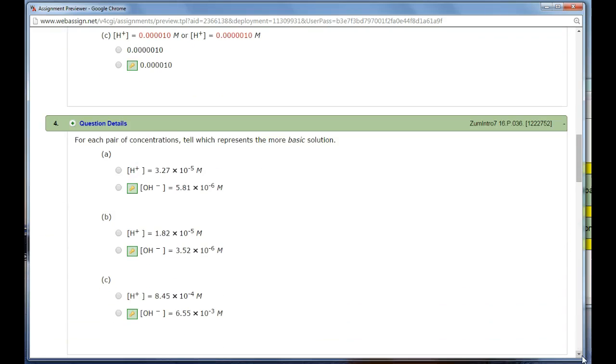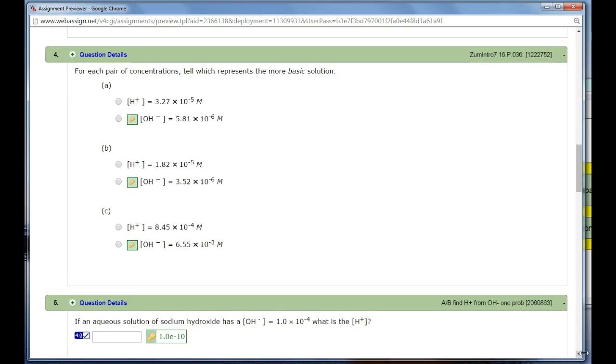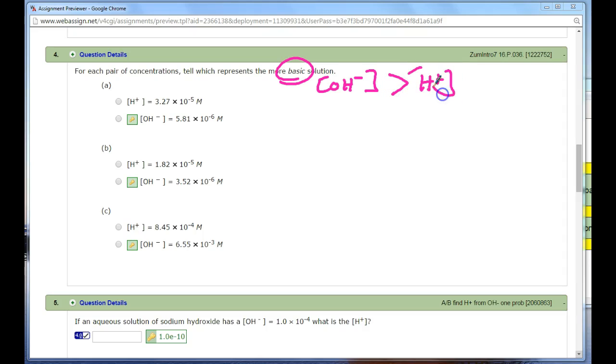Now we're going to switch gears and look at this next one. For each pair of concentrations, tell which represents the more basic solution. So we're going to have to do some math here. We want basic, so we want the OH number to be greater than the H plus number. The only way to do it is to compare H's and H's or OH's and OH's. We can't compare apples and oranges. So we're going to have to convert one set of these to the other. And since it's asking basic, we probably want to convert that first one to a basic one.